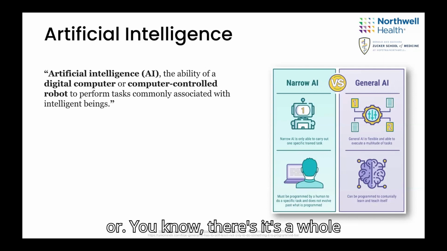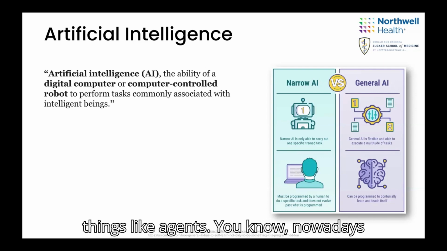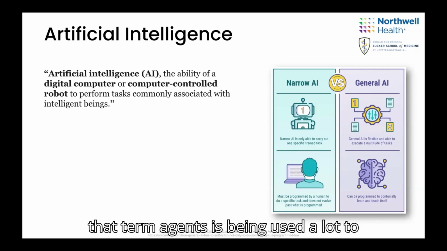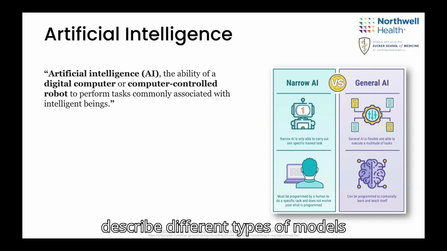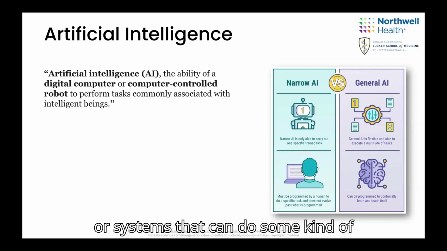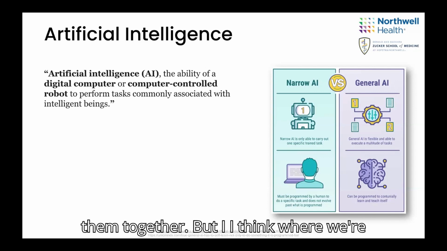It's a whole spectrum as well, because it ranges to things like agents. Nowadays that term agents is being used a lot to describe different types of models or systems that can do some kind of intelligent behavior, and you can chain them together.